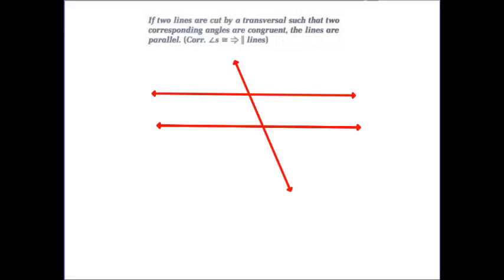Okay, our next theorem. If two lines are cut by a transversal such that two corresponding angles are congruent, then the lines are parallel. Or again, in short, corr angles are congruent yields parallel lines. So here we can have any pair of corresponding angles. We can have the upper left congruent to the upper left, the upper right congruent to the upper right, the lower left congruent to the lower left, or the lower right congruent to the lower right.